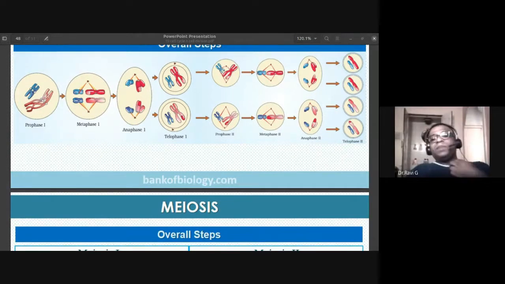So anyway, remember about this complete synopsis of meiosis. So how there is finally the formation of four haploid daughter cells at the end of two meiotic cell divisions, meiosis one and meiosis two. Okay.